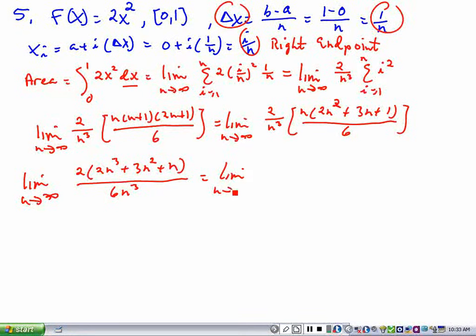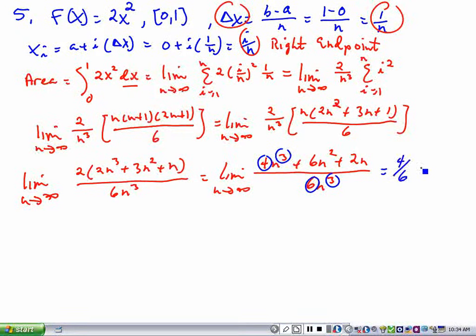This is the limit as n goes to infinity of 4n cubed plus 6n squared plus 2n, all over 6n cubed. And you can clearly see the horizontal asymptote: since the degree of the numerator and the degree of the denominator are the same, the horizontal asymptote, or the limit, is the ratio of the leading coefficients. So we get 4 over 6, and you simplify that, you get 2/3.